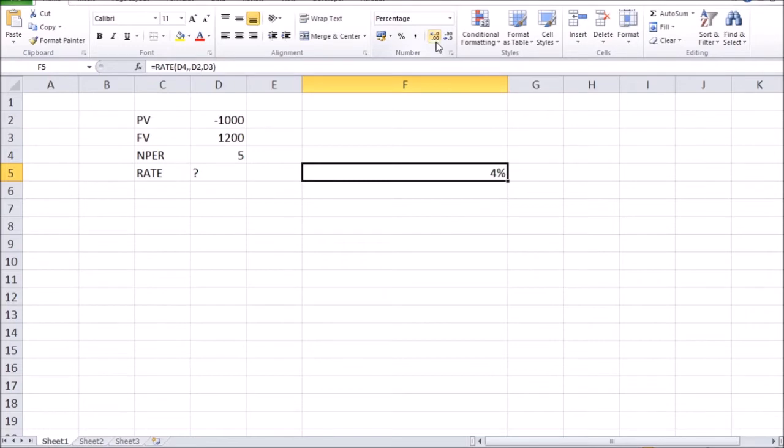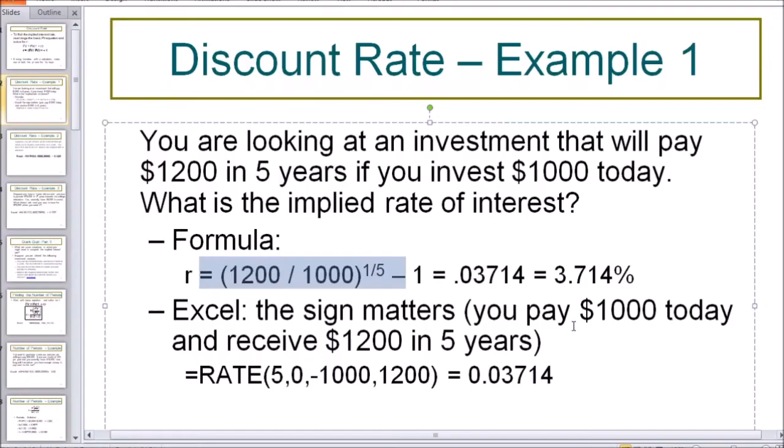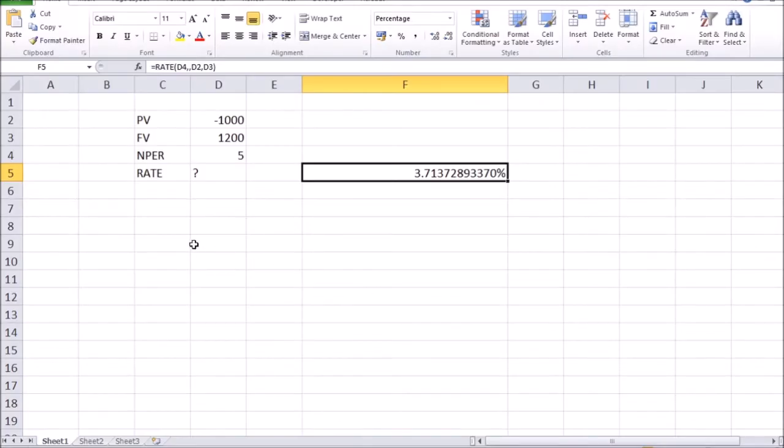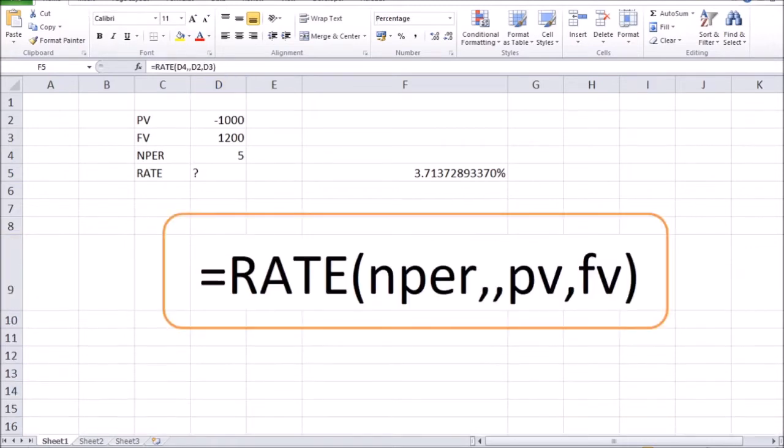You can use this button in Excel to have a look at more details. That's the same as the answer on your slides in Moodle. Okay, so all of these materials are already on Moodle. So the thing I really want to highlight for today is this formula in Excel.